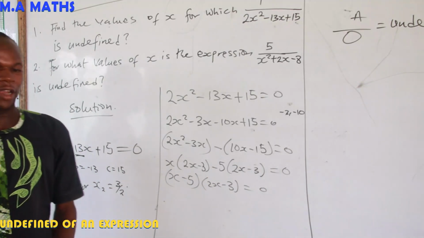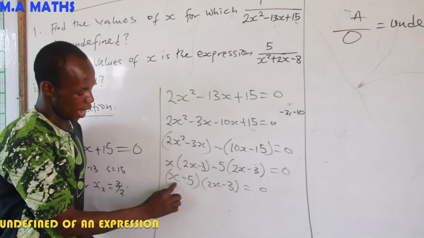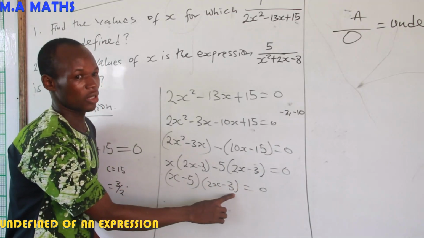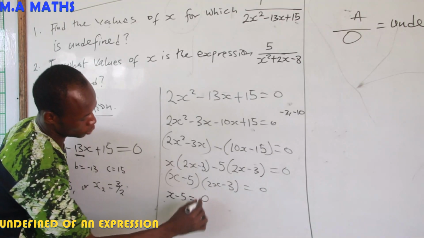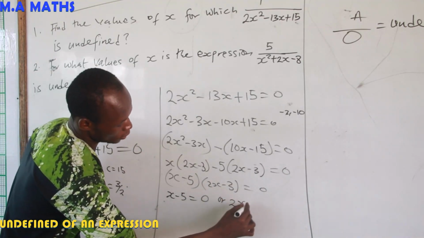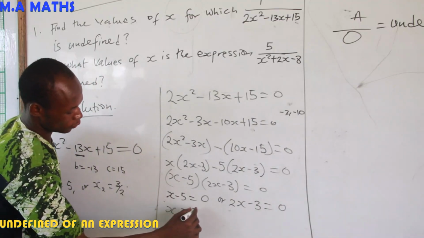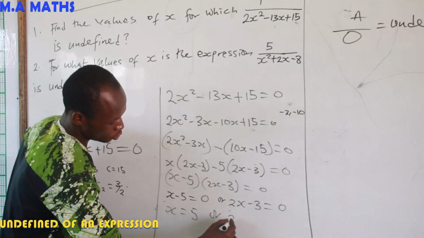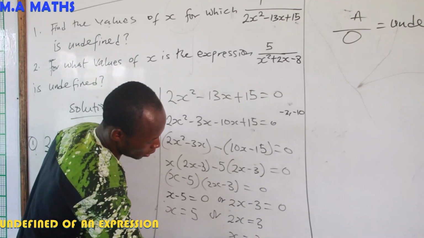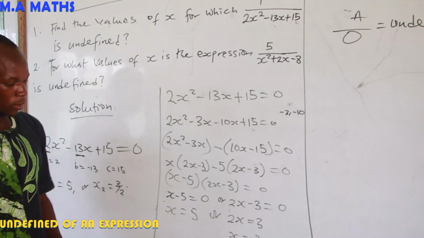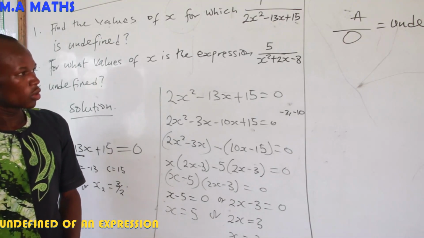In this case, we can now equate each factor to 0: x minus 5 equal to 0, or 2x minus 3 equal to 0. So I'll have x is equal to 5, or 2x is equal to 3, so x will be equal to 3 over 2. And this is what you will get.